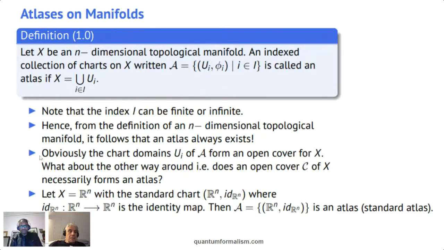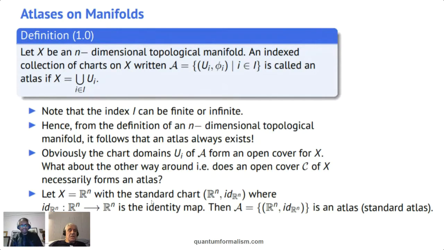And one thing I also want to mention, which is obvious to you, is that the chart domains are open covers, right? You remember the stuff in point set topology, open cover. And I don't know why I'm even asking this, whether the other way around is true: whether an open cover is necessarily an atlas. Obviously not. I think, yeah, you guessed the answer. Okay.